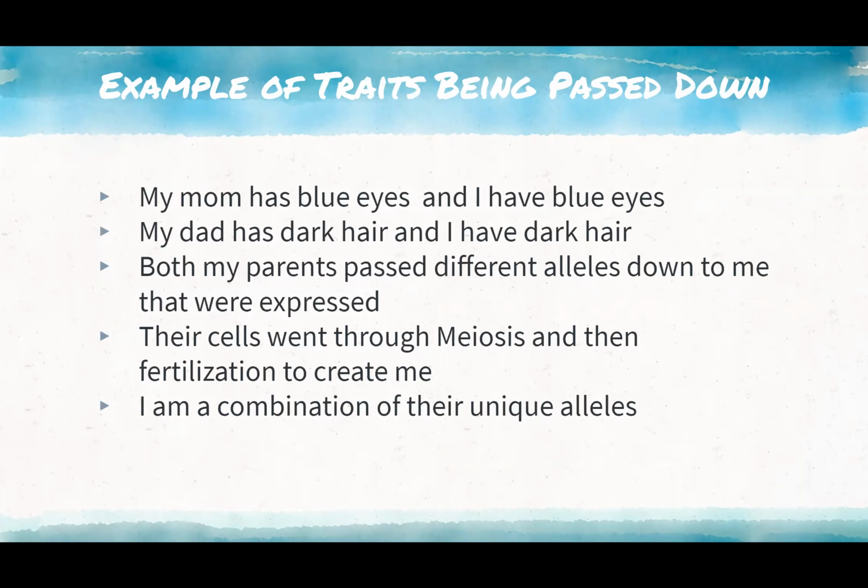Their cells both went through meiosis and then fertilization to create me. So I am a combination of their unique alleles. So I am not an exact copy of my mom, and I am not an exact copy of my dad. So I got different alleles from both of them. We'll talk more about how, like Punnett squares, and how these different alleles are expressed next week and beyond. But for right now, just think about it as I'm getting different alleles from mom, different alleles from dad. When they came together in fertilization, that's how they passed it down to me. So I am a combination of that.